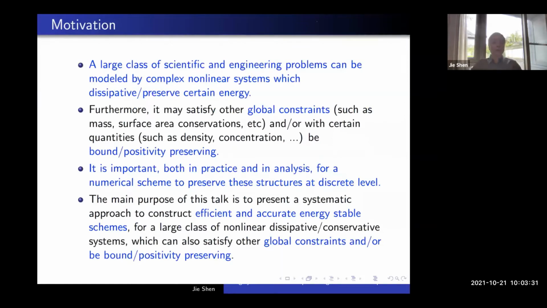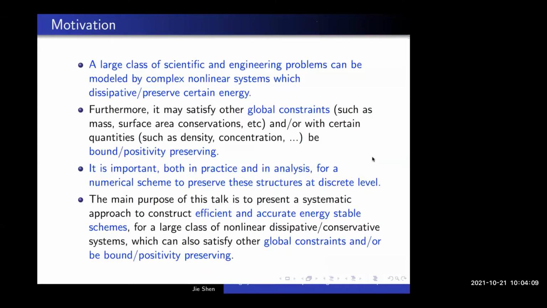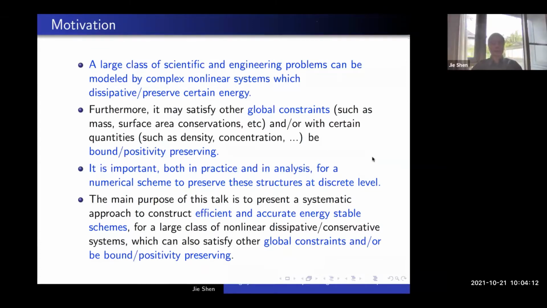Okay, so we know that a large class of scientific and engineering problems are modeled by complex nonlinear systems which dissipate or preserve some free energy. And they may also satisfy other constraints. For example, you may have mass conservation, area conservation, etc. Or some quantities need to stay in a fixed bound or to be positive. For example, the density cannot be negative, the concentration cannot be negative and is within a certain range.